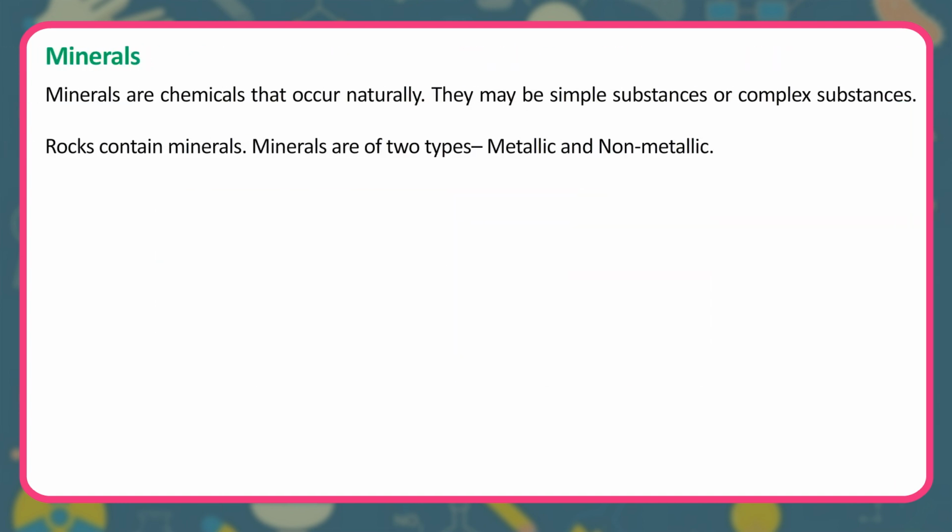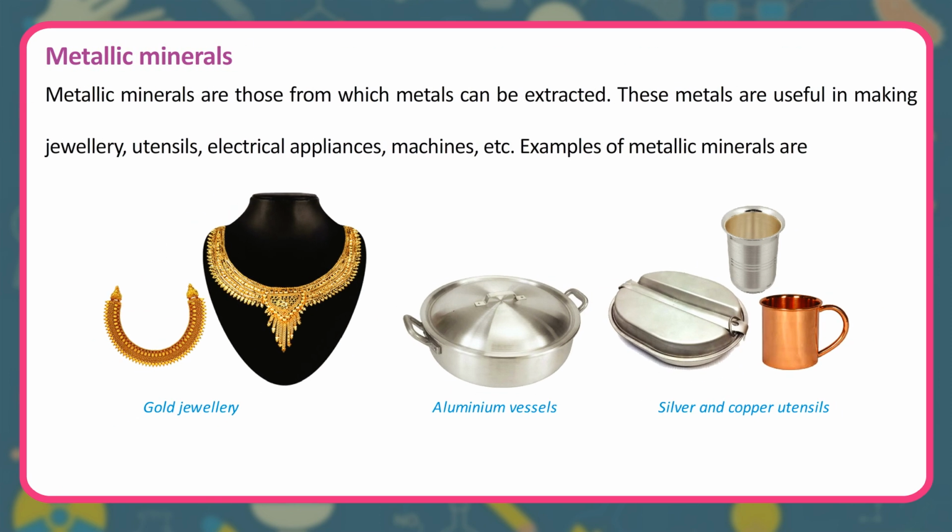Minerals. Minerals are chemicals that occur naturally. They may be simple substances or complex substances. Rocks contain minerals. Minerals are of two types: metallic and non-metallic. Metallic minerals are those from which metals can be extracted. These metals are useful in making jewelry, utensils, electrical appliances, machines, etc. Examples are gold jewelry, aluminium vessels, silver and copper utensils.